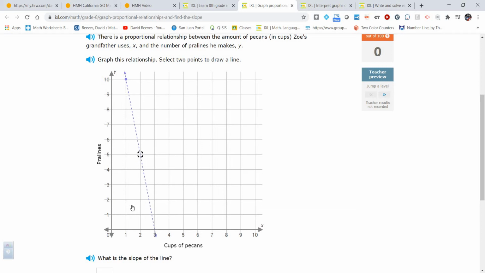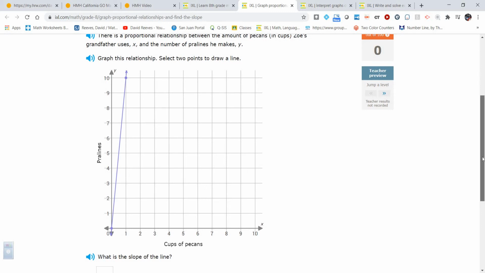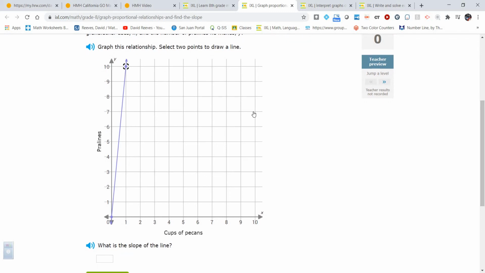Now unfortunately I can't do 2. 2 would be 20, right? And 3 would be 30. So the only other point I can do here is 0, 0, right? If he uses 0 cups of pecans, he will get 0 pralines. And remember, all proportional relationships must, on the graph, make a straight line, which we are now going to refer to as a constant rate of change, and must go through 0, 0.